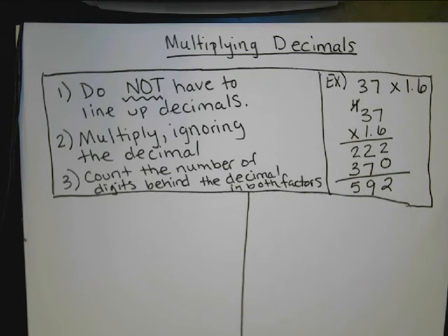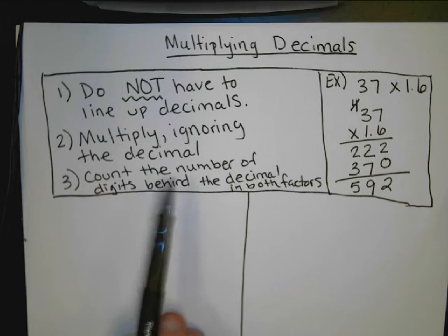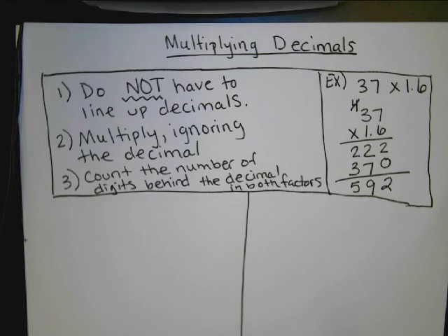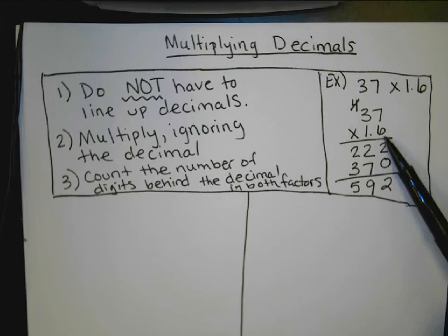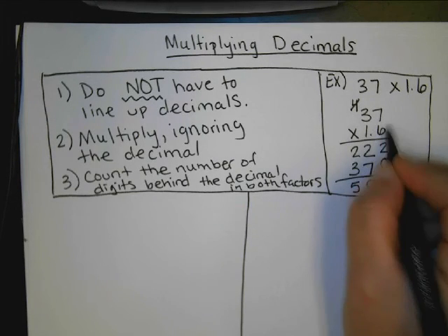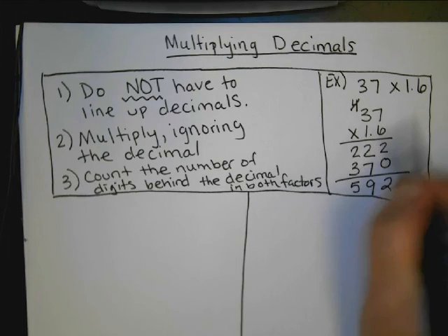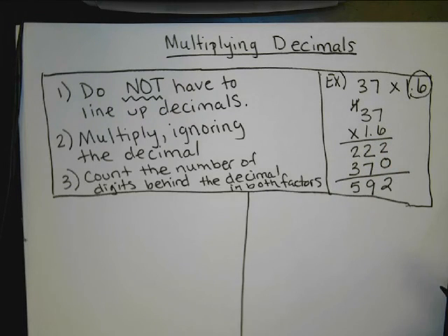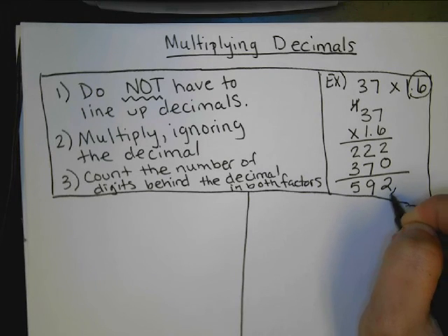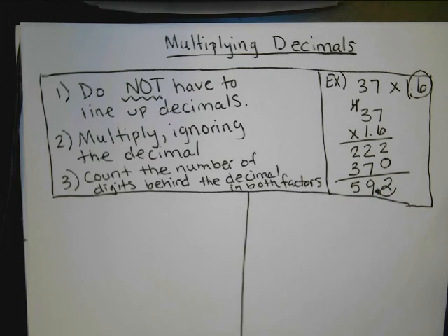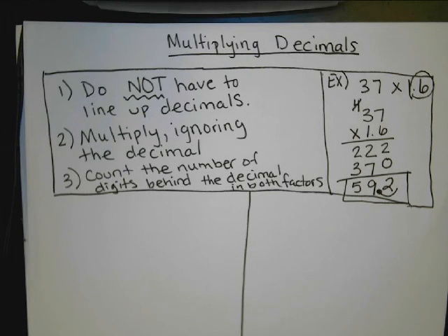Now, where do we put our decimal? So it says count the number of digits behind the decimal in both factors. Well, 37, nothing's behind the decimal. But in our 1.6, we have one number behind the decimal right here. One number there. That's 6. So we're going to move our decimal one place. And we're going to move it from the end, move it one place. So we have one number behind. 59.2, or 59 2/10 is our answer.